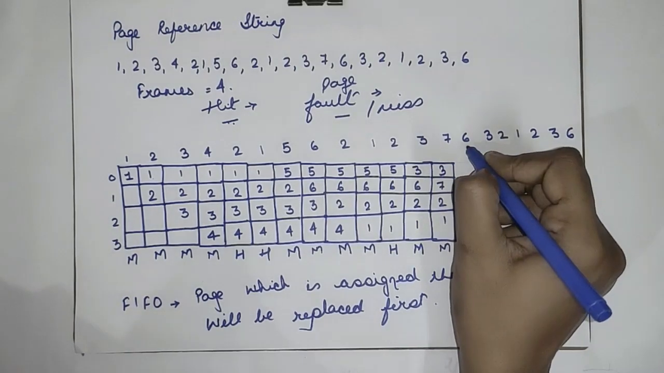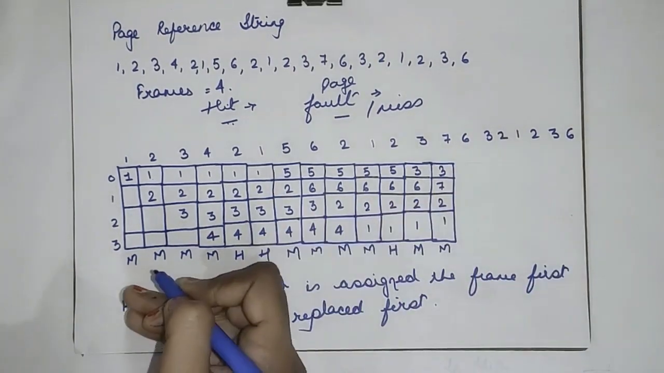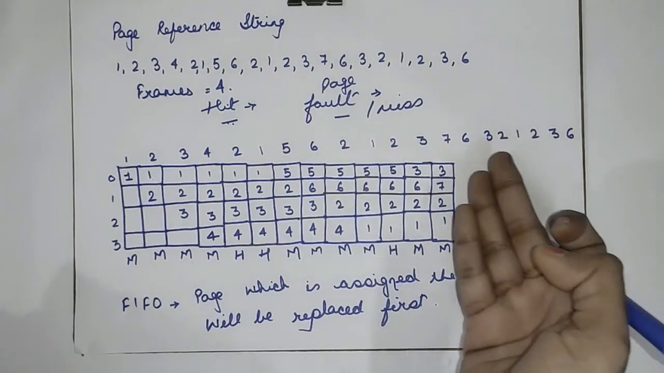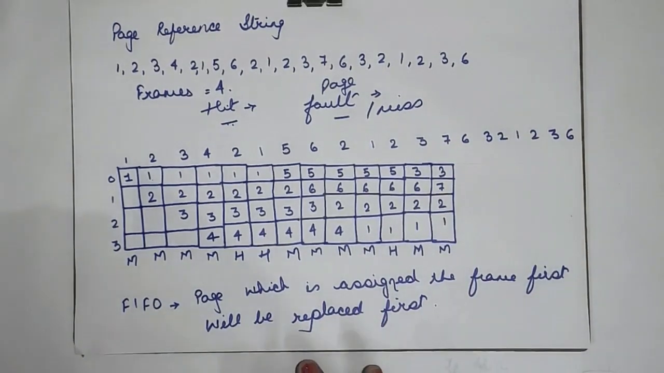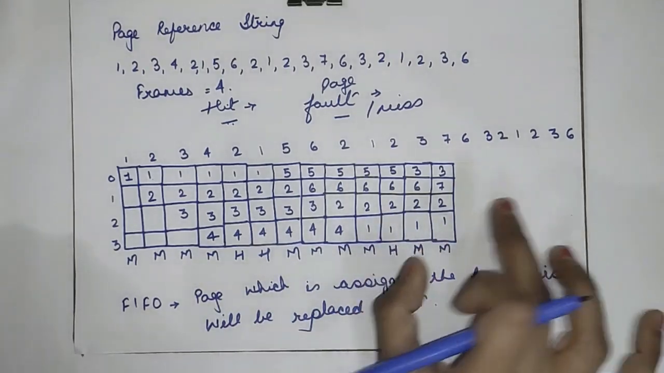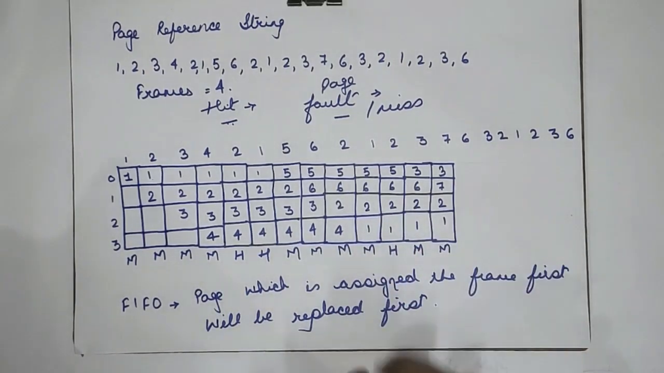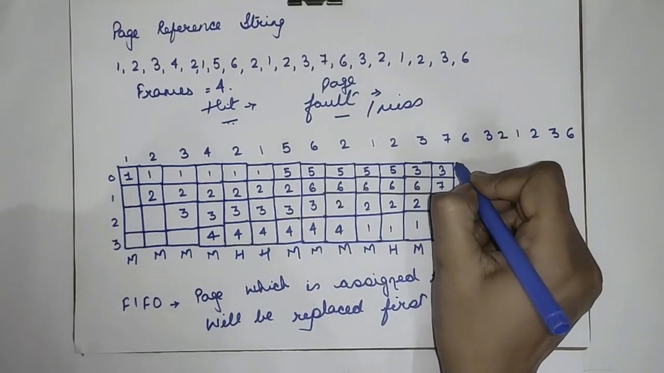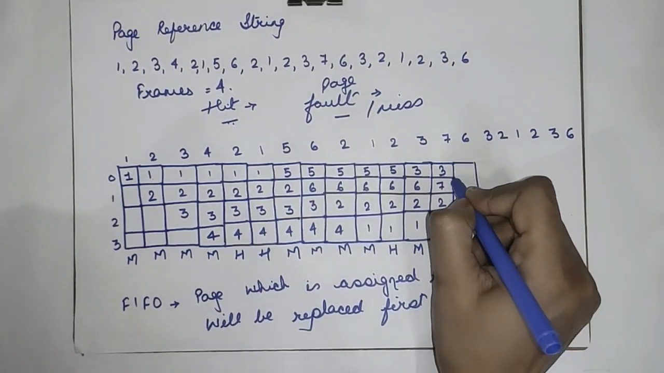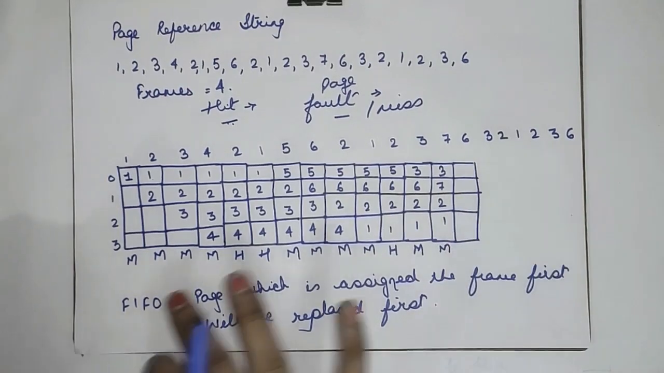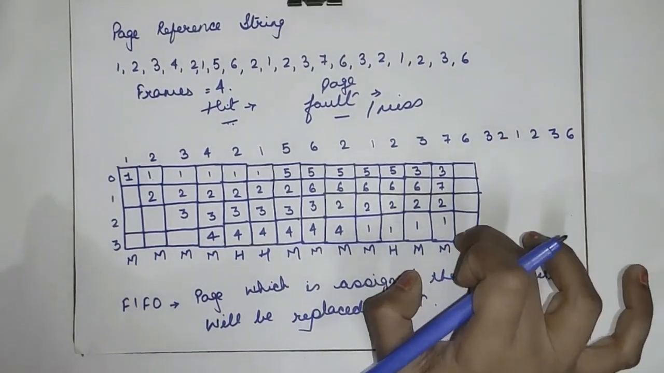Next what will I see? I need 6 again. I just removed 6 and I am getting 6 again. So as we can see, this is not one of the best policies to be used, but this is it right now. So I need 6 again. So I'll have to replace one of the pages from the frames and insert 6. For that, which policy are we following? FIFO. So we'll remove the oldest page.